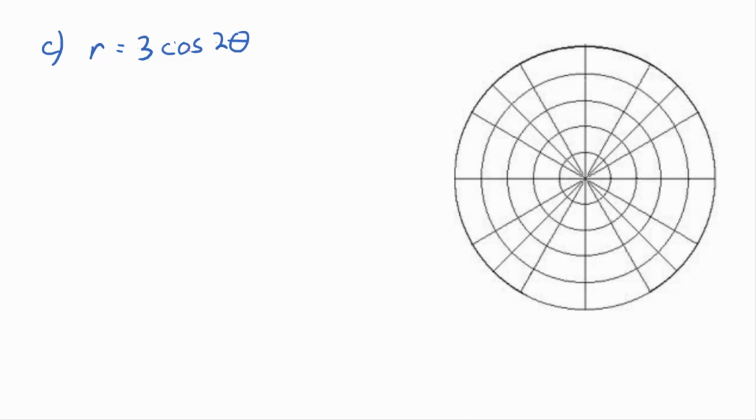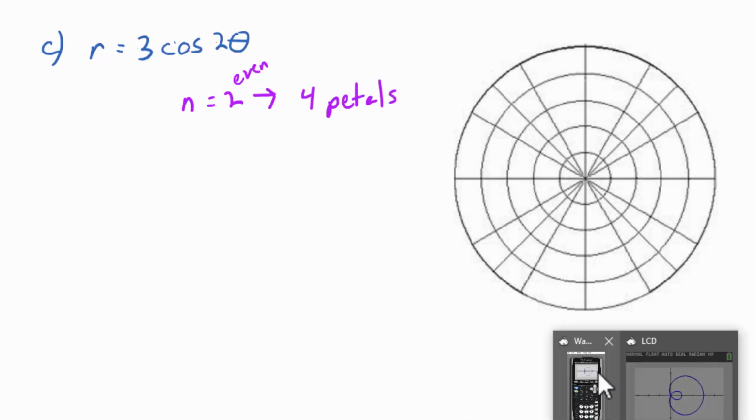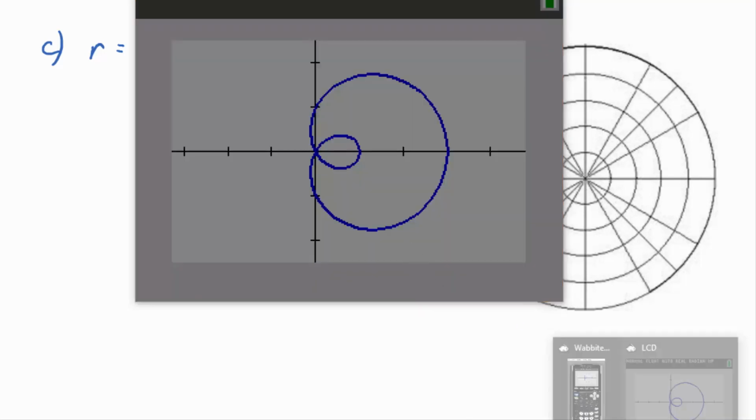If r is equal to 3 cosine of 2 theta, first of all, what's n? N is equal to 2. So how many petals? It's even. N is even. So there are 4 petals. We expect 4 petals. So when you graph it on the calculator, I'll do that, and then I'll show you how to do it by hand.